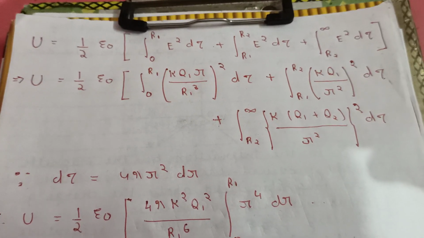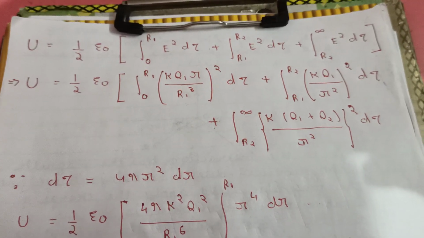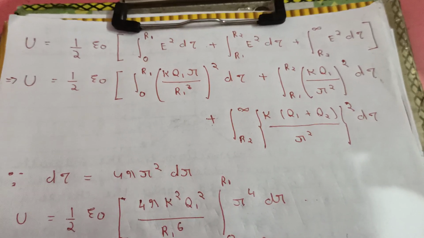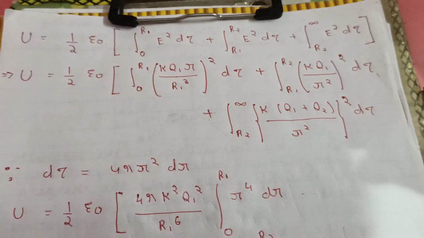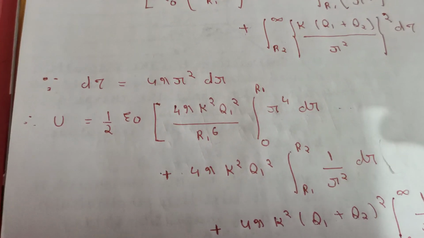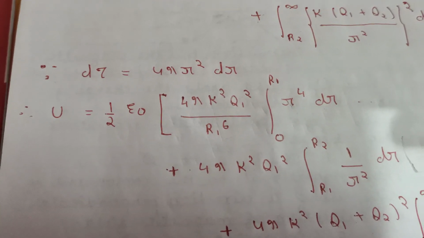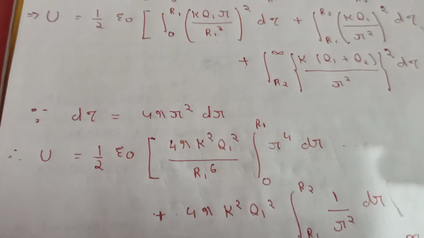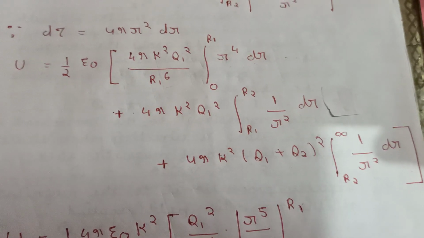Inside the non-conducting sphere, it is kq1 small r upon r1 cube. Between the non-conducting sphere and spherical shell, it is kq1 upon r square, and outside the spherical shell, it is k bracket q1 plus q2 upon r square. Guys, we know that the volume of the sphere is 4 by 3 pi r cube. So differentiating, we are getting the volume element d tau equal to 4 pi r square dr. We'll put the value of the volume element in the above equation, and we will be getting the equation like this.